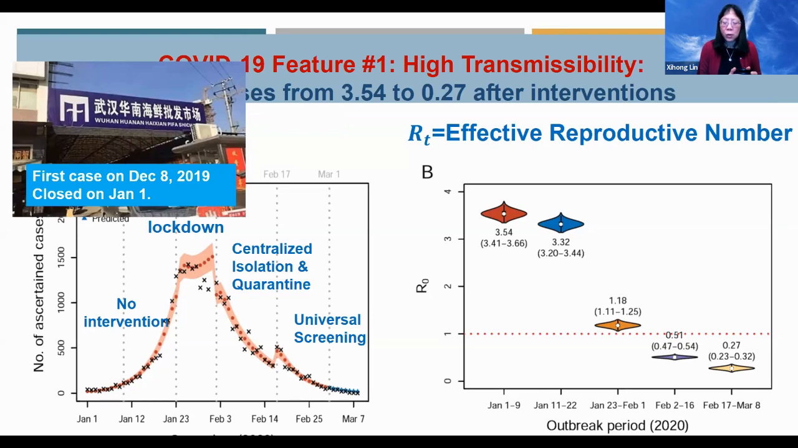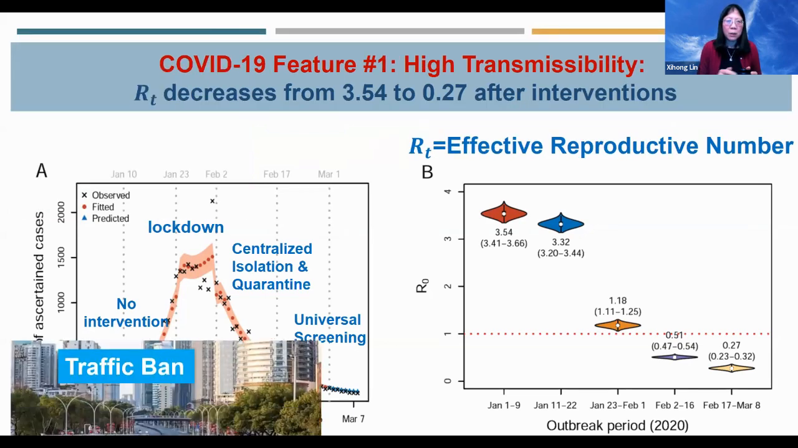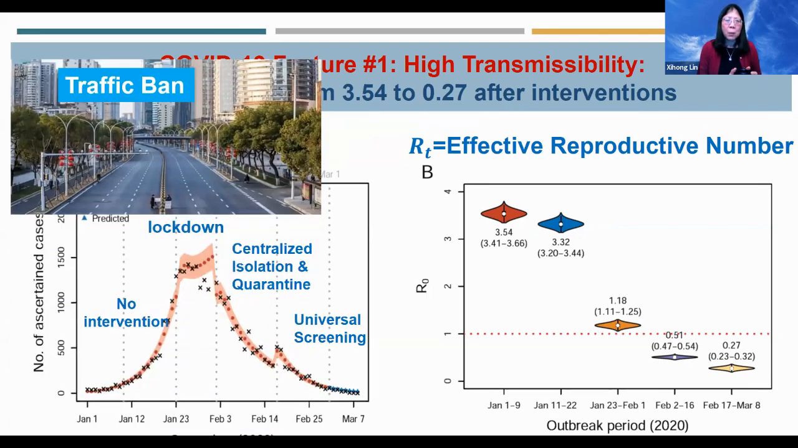Then on January 23rd was the launch of the city lockdown, with the traffic ban and social distancing. You can see that these definitely helped. The Rt value was estimated at a little over 1, but that was not good enough. Then the city launched centralized isolation and quarantine on February 2nd. As you can see, the number of cases dropped dramatically afterwards. By March 8th, the estimated Rt value was about 0.23. And on March 17 and 18, there was the launch of universal screening.